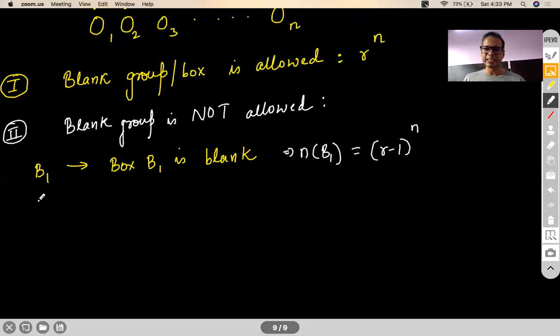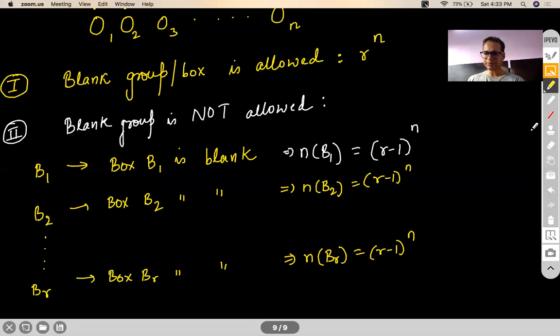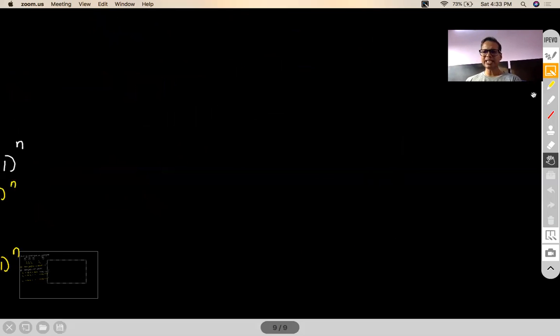Okay. Let's say B2 is an event where box B2 is blank. What is the total number of ways it can happen? You'll say, sir, same. It will be (r minus 1) to the power n. Correct? Can I say that will be the same even if I had taken BR as the event where box BR is blank? So the total number of cases will be (r minus 1) to the power n. Correct? Now, along similar lines, I will take B1 intersection B2.